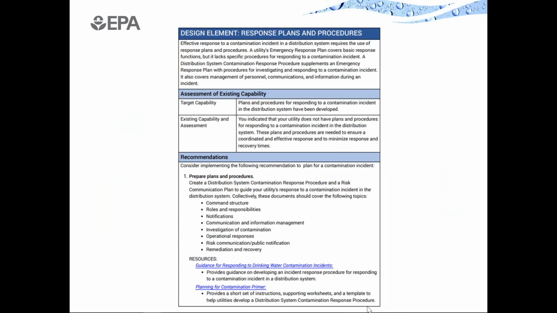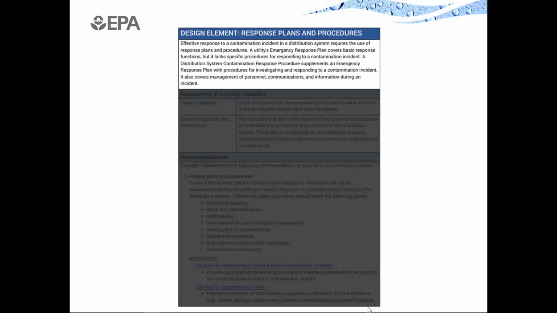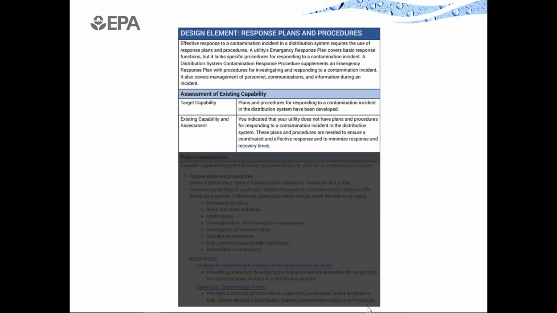The report is a PDF file where the main body of content is a series of tables, 1 table for each design element. So let's walk through these tables. At the top, the header row of each table is the design element covered within that table. Below the header row is the intro text for the design element, again for your future reference. I won't read through that now. But below the intro text is an assessment of your utility's existing capabilities.